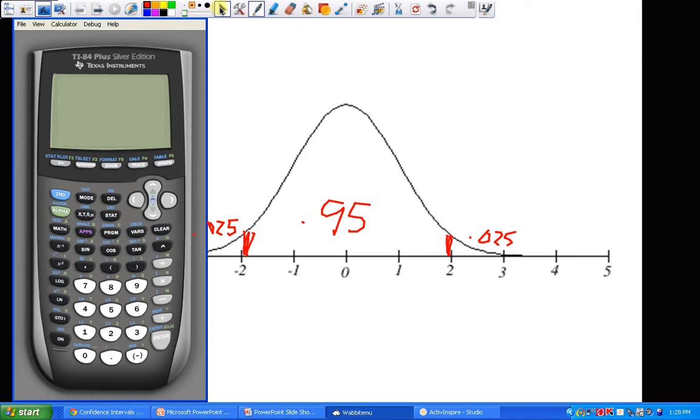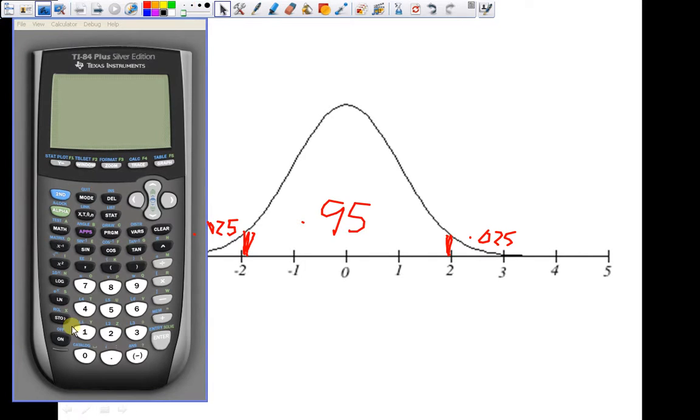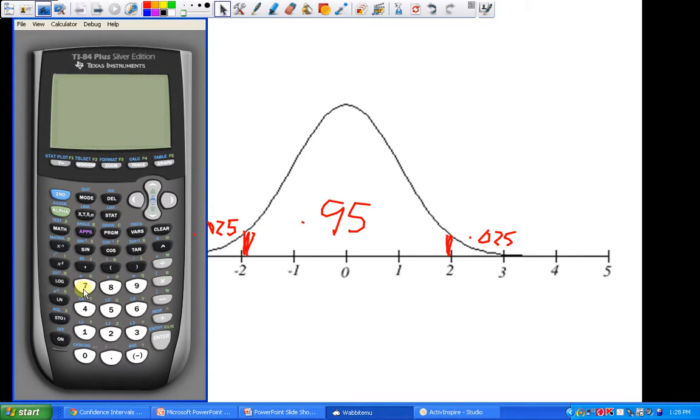I can use my inverse norm function, which we learned when we started talking about the normal distribution. Say inverse norm, and it asks me the area to the left. If I want to know this z-score, the area to the left of that is 0.025, and the mean is 0 and standard deviation 1, the standard normal. Notice that z-score is not really -2. It's negative 1.96, rounded to 2 decimal places.